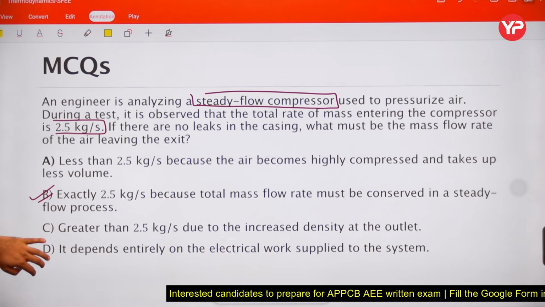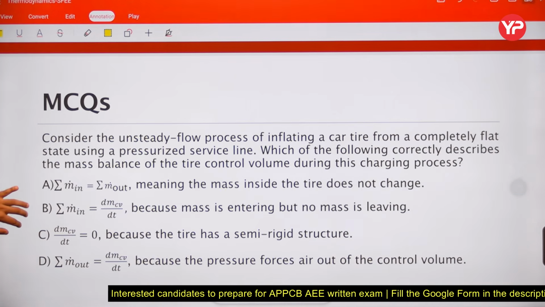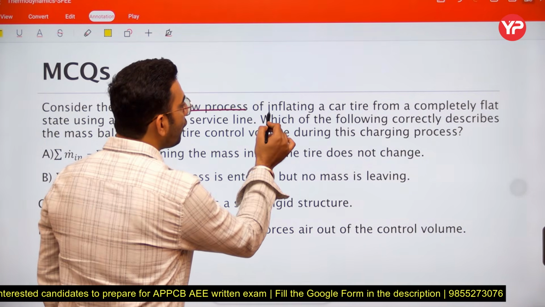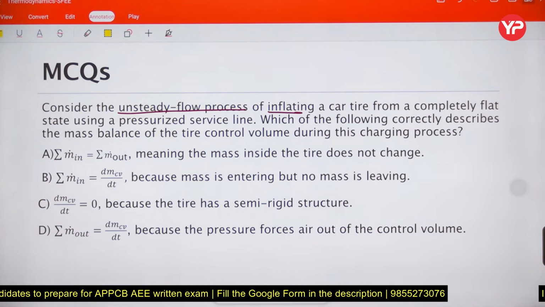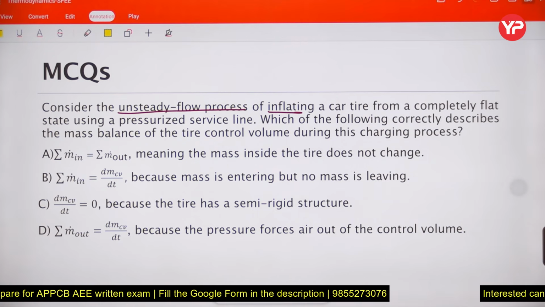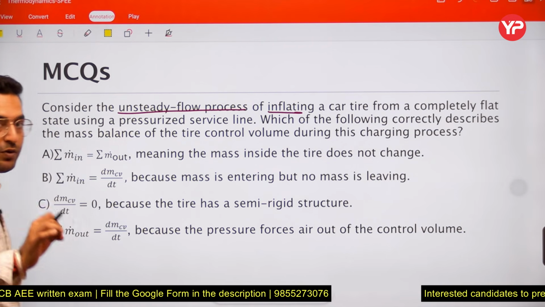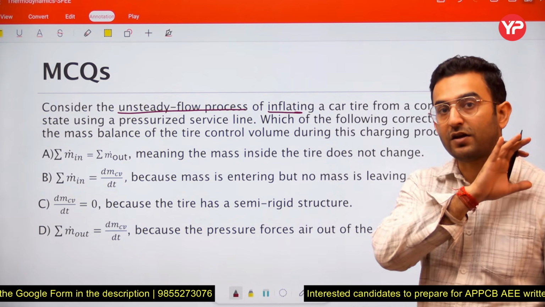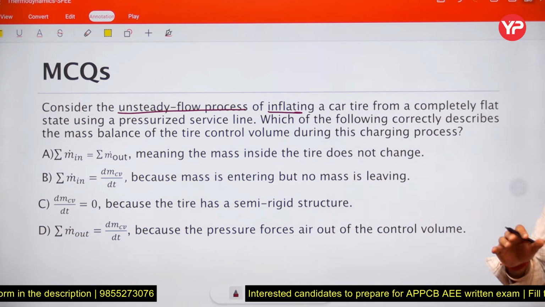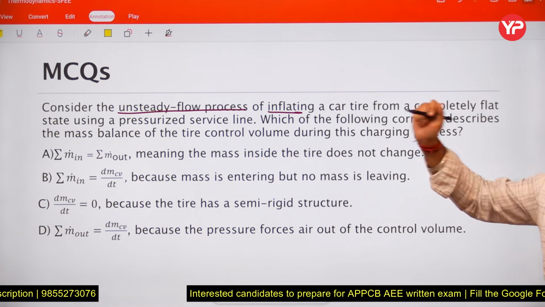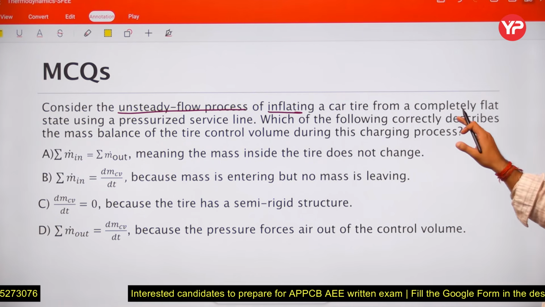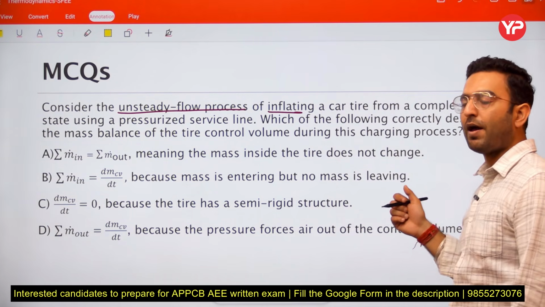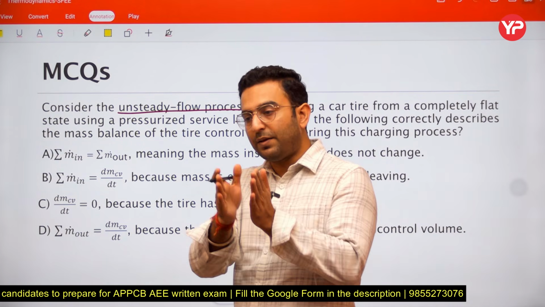Okay, now next part. Consider the unsteady flow process here of inflating a car tire from a completely flat state using a pressurized service line. So basically what we are doing here, we are filling air in the tire. Initially it has 0 air, the volume is 0, then we are filling it from the pressurized service line. Which of the following correctly describes the mass balance of the tire control volume during this charging process? So what is going to happen here? You are entering mass inside the system.